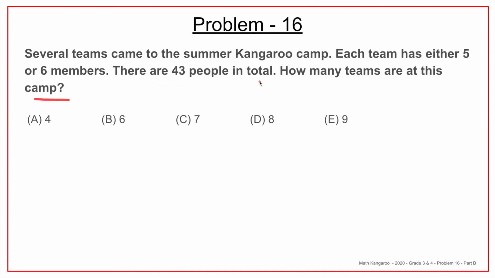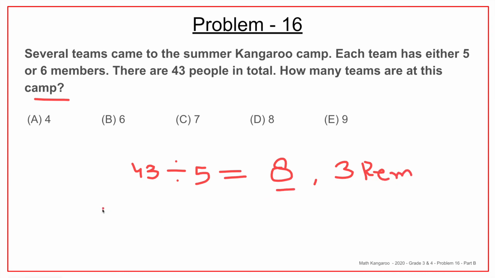So each team has either 5 or 6 members. So let's start with all 5 members. So we know that every team will have at least 5 members. So since every team has 5 members, we divide 43 by 5, which gives us 8 teams and 3 remainder. So now we know we have 8 teams with all 5 members.